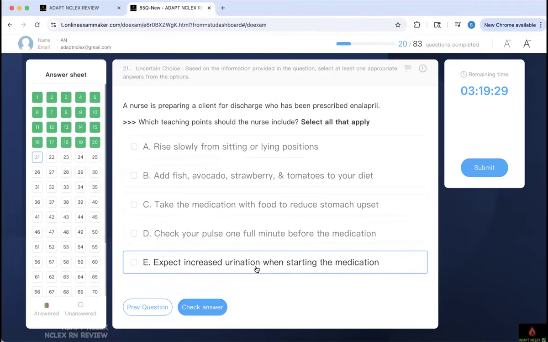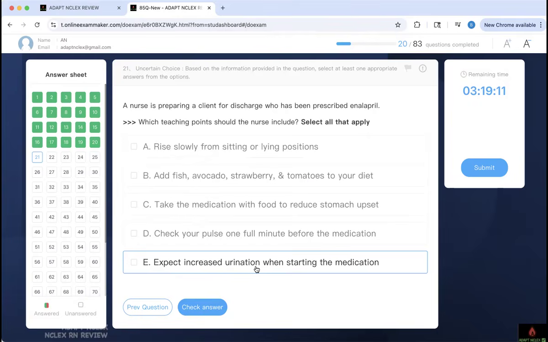And then she's preparing a client for discharge who has been prescribed enalapril, an ACE inhibitor. Which teaching point should the nurse include? Select or apply. What do you think? Which teaching point should you apply? Now we're on pharmacology. Which teaching point will you apply?